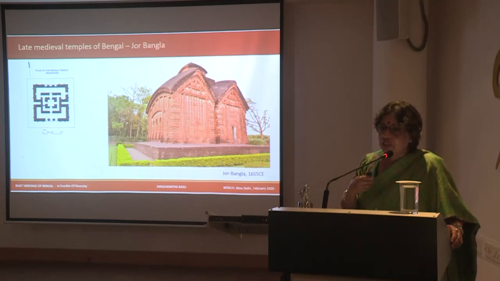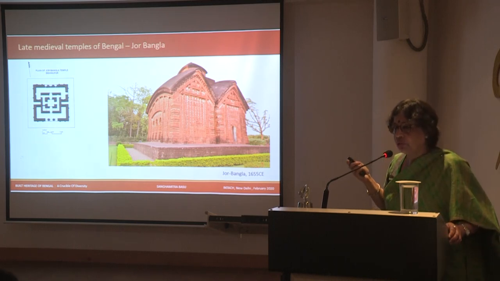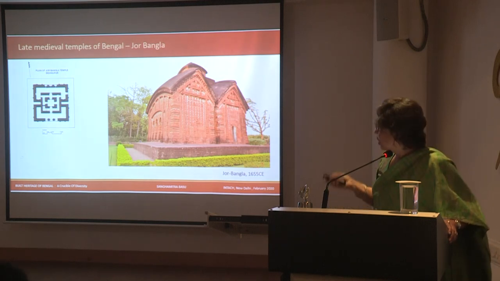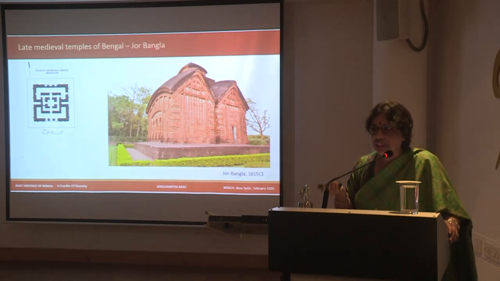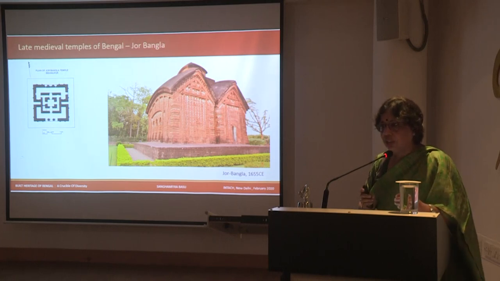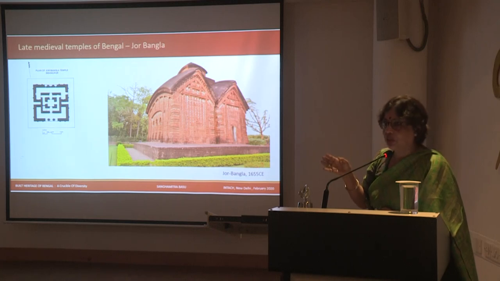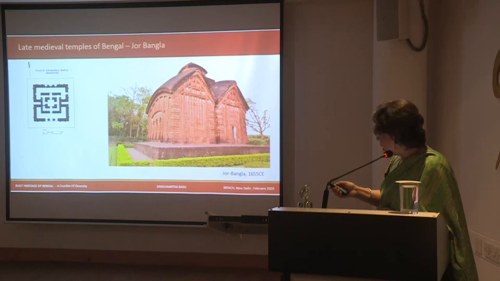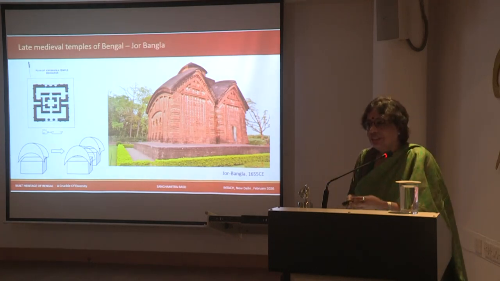I have never been able to understand why the Jor Bangla evolved. If you see from outside, it is a twin structure, two elongated structures. But if you see the plan, it is square, which is significant for the religious shape. So why were two elongated structures joined together into a Jor Bangla, with a pinnacle on top, which is again Bengal type? I have asked many people, but I don't know the reason for that. It seems there's no logic.